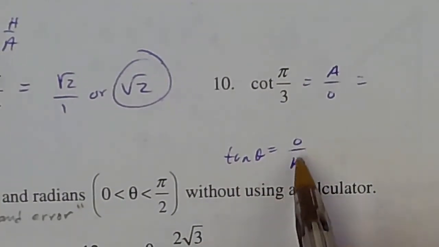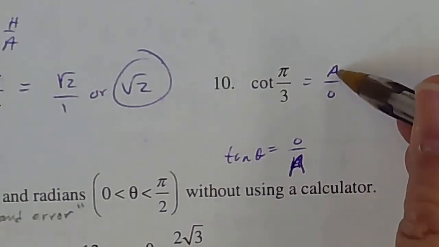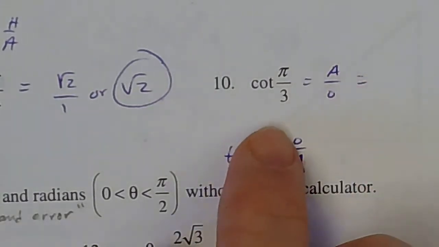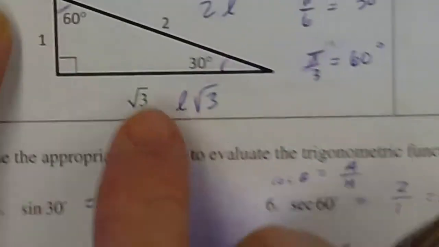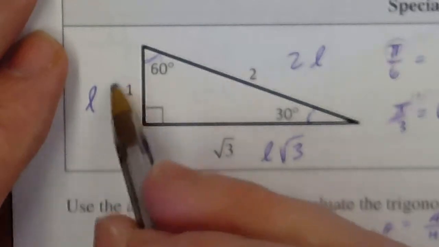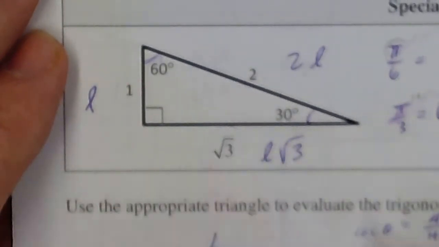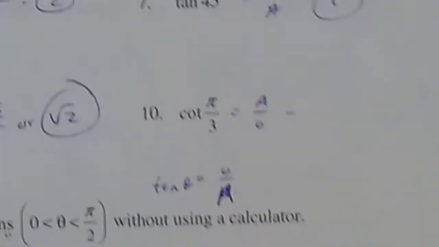Number 10, cotangent. Since tangent is opposite over adjacent, then this has to be the reciprocal, adjacent over opposite. So find pi over 3. Pi over 3 is this angle here. So the adjacent side to this angle is here, 1 over the opposite, square root of 3. So we're going to do 1 over the square root of 3.